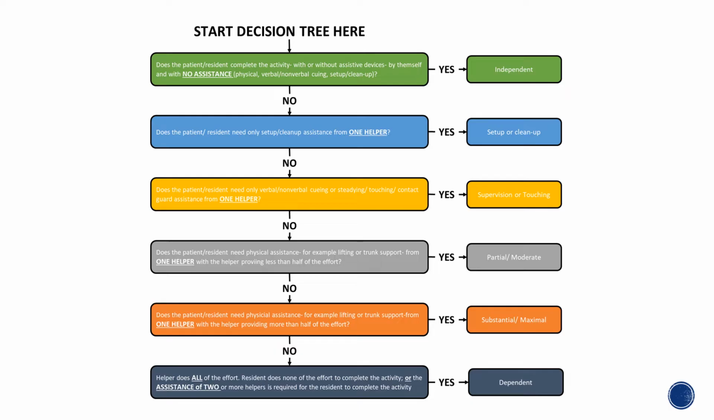So we would start with the top definition. If that applies, we would go to yes and see what code is on the right. If it doesn't apply, we would go towards the bottom with no and read the next definition until we find one that applies to our patient.